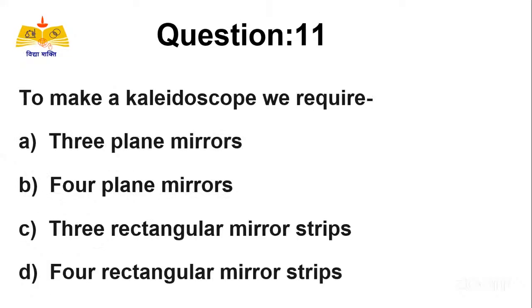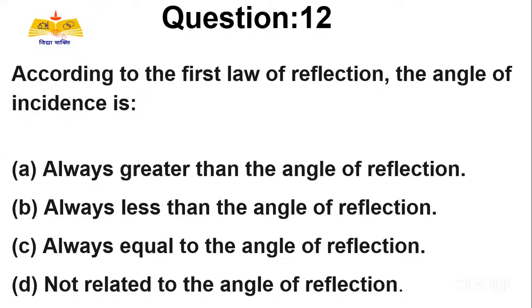To make a kaleidoscope, we require A. 3 plane mirrors, B. 4 plane mirrors, C. 3 rectangular mirror strips, D. 4 rectangular mirror strips. According to the first law of reflection, the angle of incidence is A. Always greater than the angle of reflection, B. Always less than the angle of reflection, C. Always equal to the angle of reflection, D. Not related to the angle of reflection.